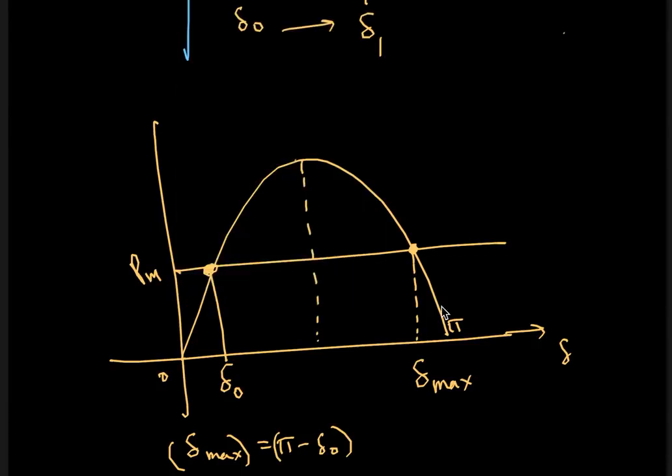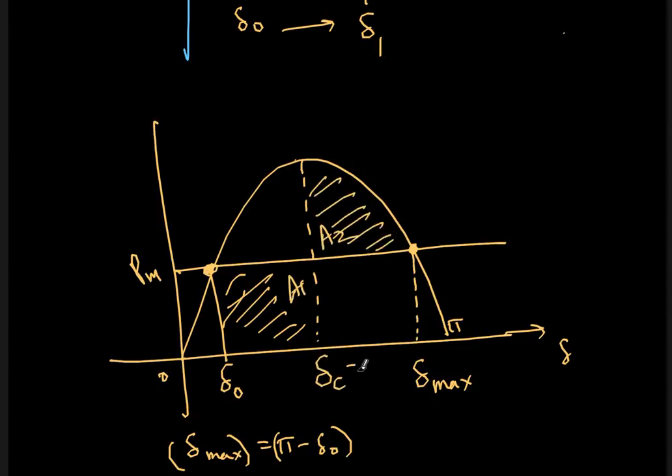So some critical angle that I would like to find out. That is what I am going to do in the next video, such that A1 is equal to A2. What is delta C? This delta C is right now unknown. In the next video, we are going to find what is the delta C. Thank you.